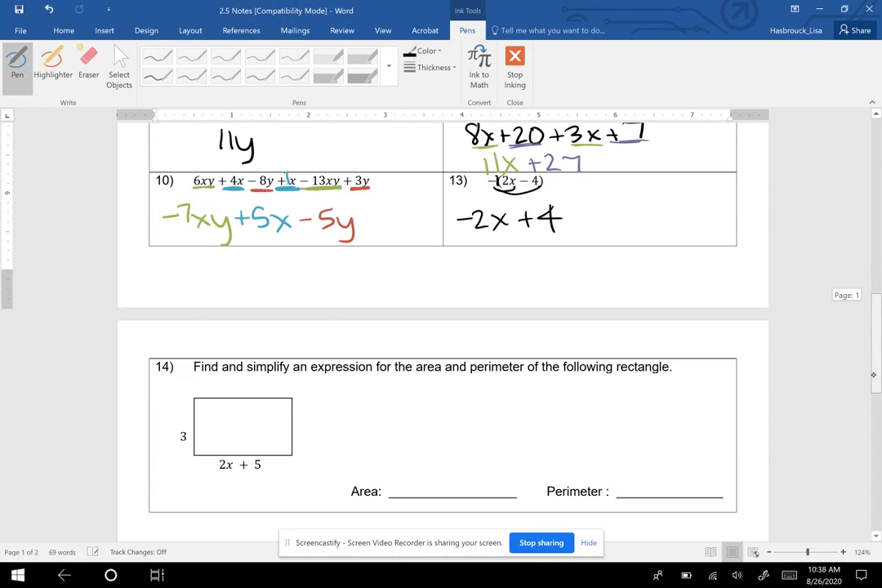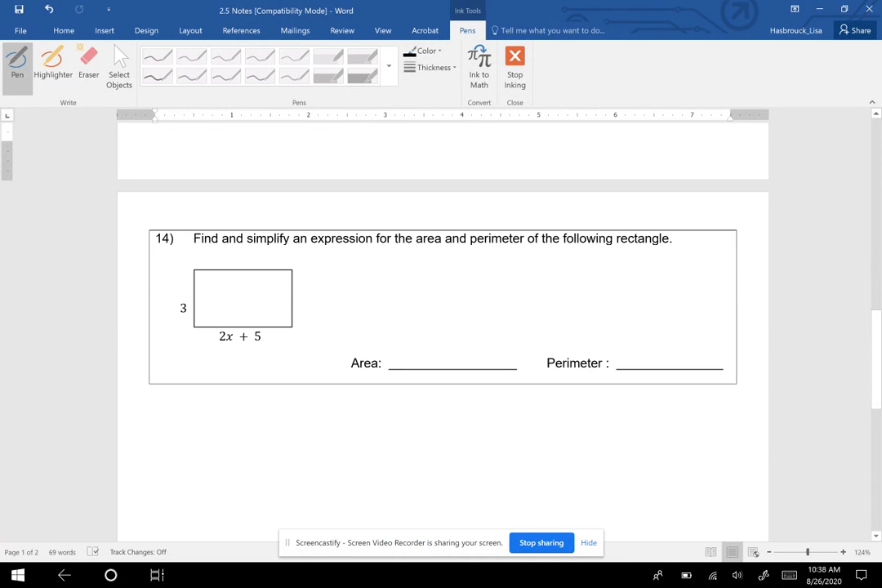We have one last problem here we want to go over. It says find and simplify the expression for the area and the perimeter. So you need to remember that area equals base times height. Our base is the 2x plus 5. Our height is the 3. So area equals 2x plus 5 times 3. Notice I put the 2x plus 5 in parentheses because we're taking that entire base times the 3.